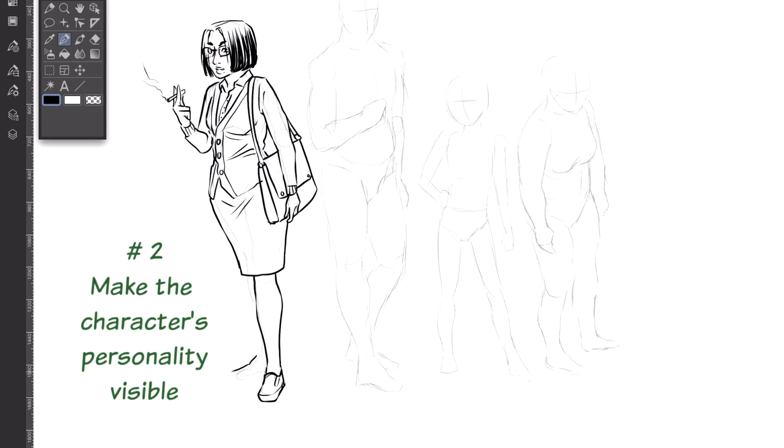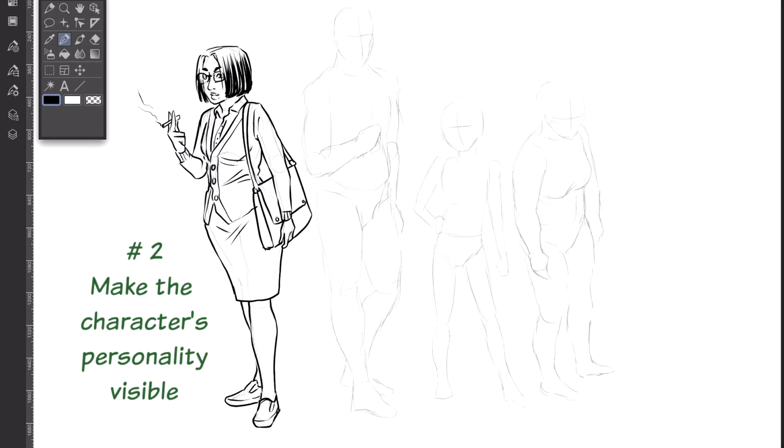If you know the character's personality by just how they look or how they act, this will make it much easier to know what they will say or what will happen in the scene. So it helps you write the story, actually. How do you make the character's personality visible? First of all, give the character personality traits or habits.